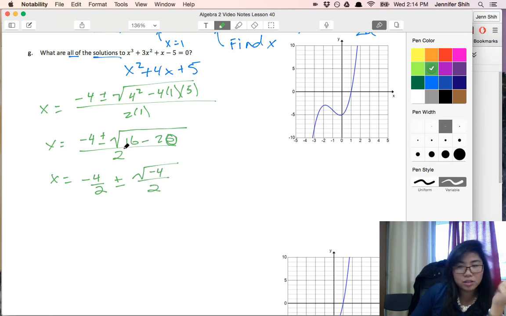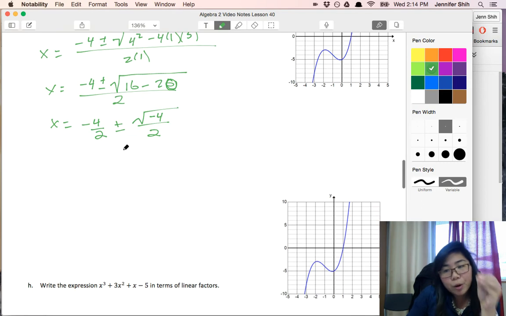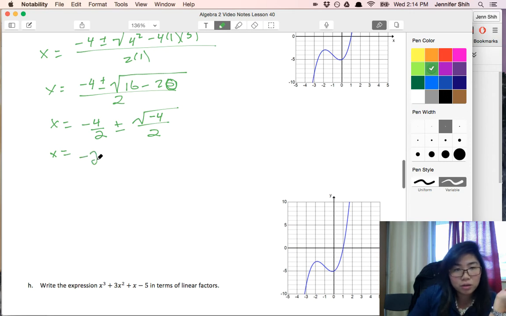I subtracted 16 minus 20. Now, I broke up the big fraction into 2 fractions because I just find it more manageable when I do that. So, because now look, I can simplify this part. -4 over 2 is just -2. Plus or minus, I'm going to break this up to positive 4 times the square root of -1 over 2.